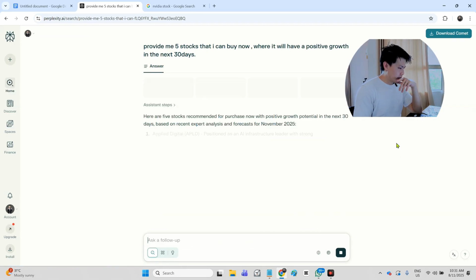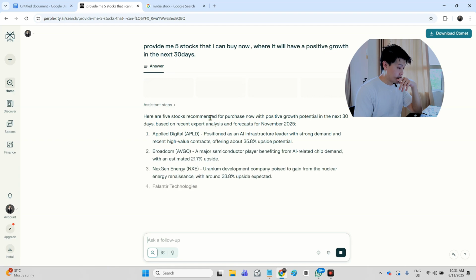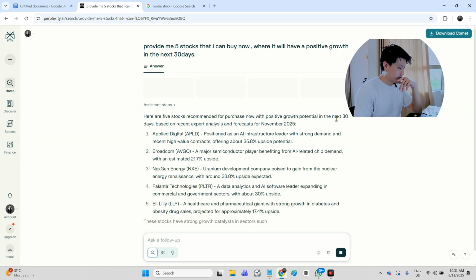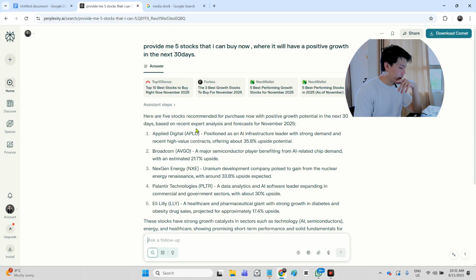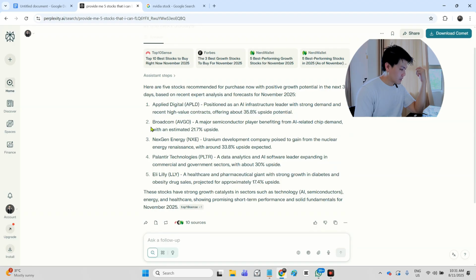Here are 5 stocks recommended for purchase now with positive growth potential in the next 30 days based on recent expert analysis and forecasts for November 2025. Applied Digital positions as an AI infrastructure leader with strong demand and a recent high-value contract, offering about 35.8% upside potential. Broadcom, AVGO, a major semiconductor player benefiting from AI chips. Okay, NextGen. Wow.